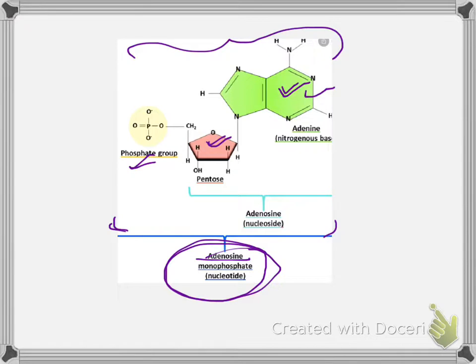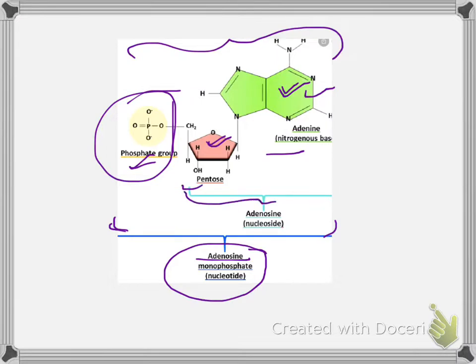Similarly, if this phosphate group is removed, then the remaining is only adenine and pentose sugar. That is known as adenosine nucleoside. If only the sugar and nitrogenous base are there, it is known as adenosine nucleoside. So the nucleoside contains the pentose sugar and nitrogenous base, but the nucleotide contains pentose sugar, nitrogenous base and phosphate. This is the difference between the nucleoside and nucleotide.